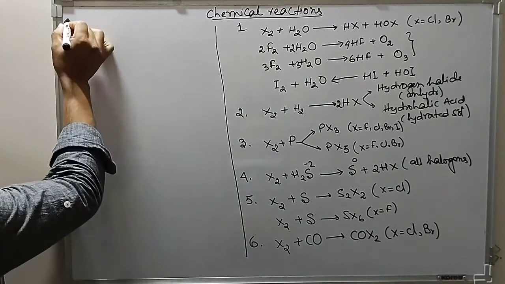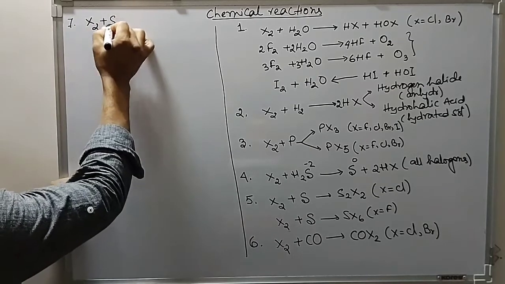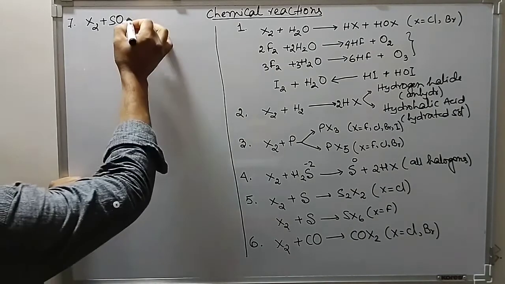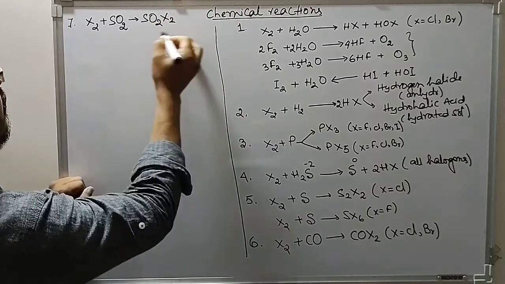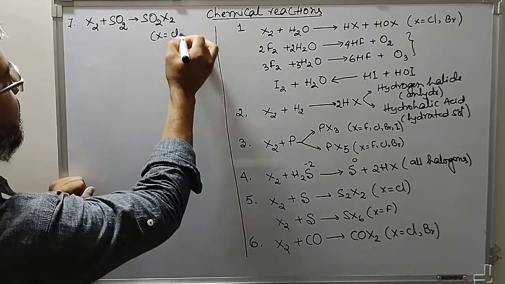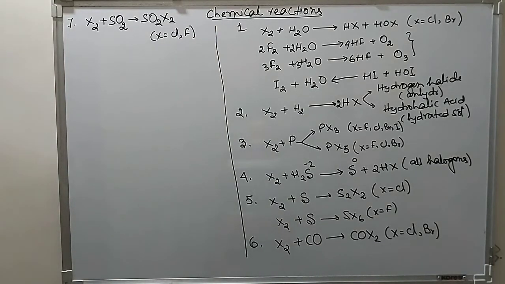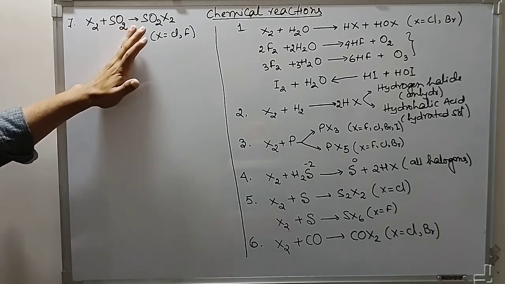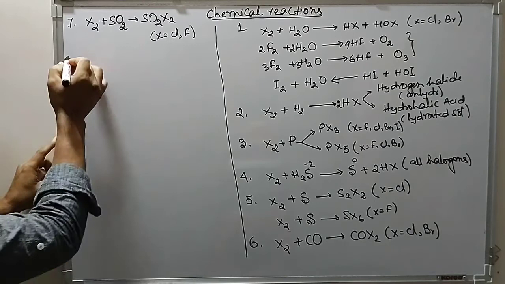Then coming to the next, these halogens also react with sulfur dioxide gas to give you SO2X2, where X is equal to Cl and F. This is sulfonyl chloride. Fluorine and chlorine react with sulfur dioxide to give you SO2F2 and SO2Cl2.